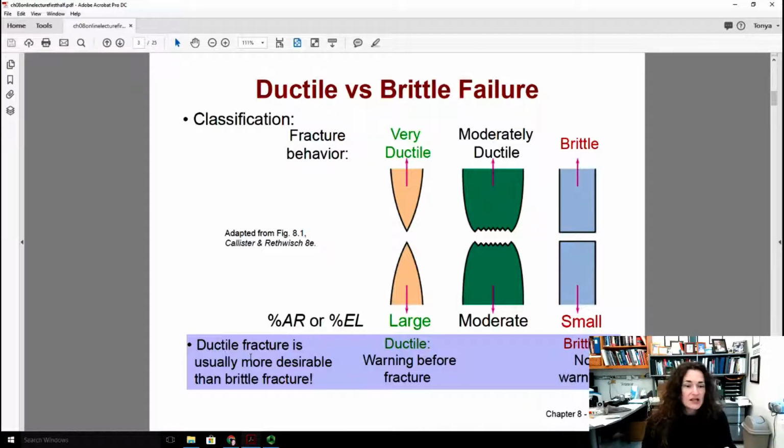Now, like I said, ductile fracture is usually more desirable than brittle fracture. And the main reason for that is that you get a lot of warning before ductile fracture. You can see the necking, okay? You can see it happening, and then you can take steps to mitigate or stop the failure from happening. Whereas with brittle fracture, there's basically no warning, and the failure is catastrophic, and therefore the crisis is really difficult to avert.